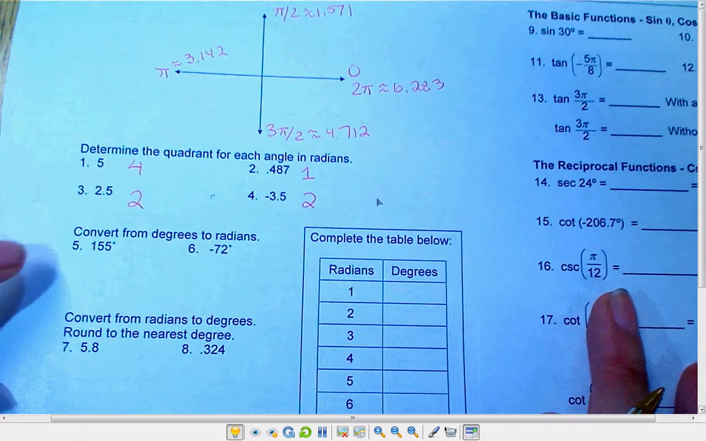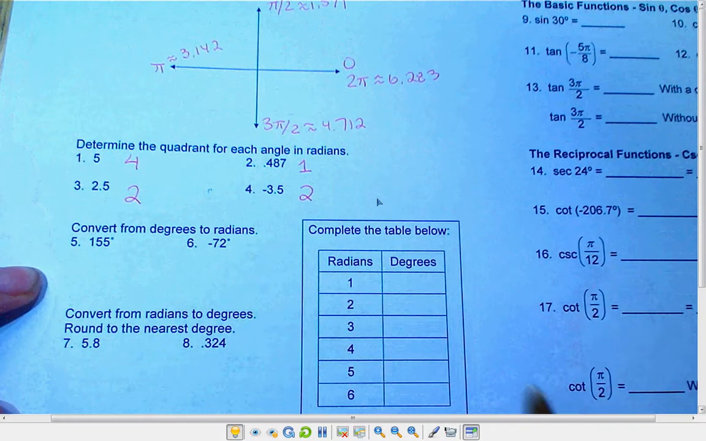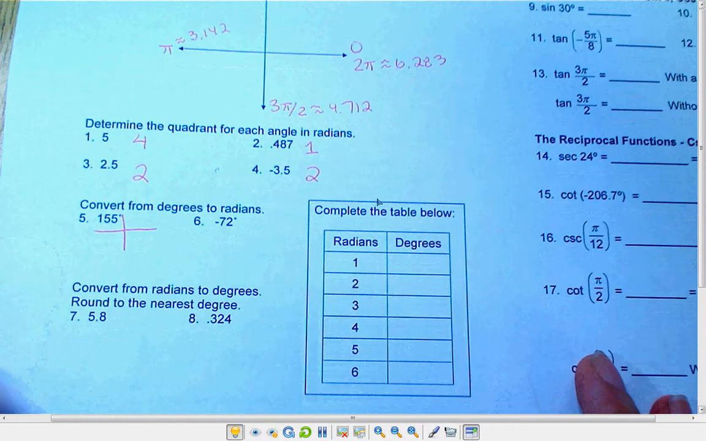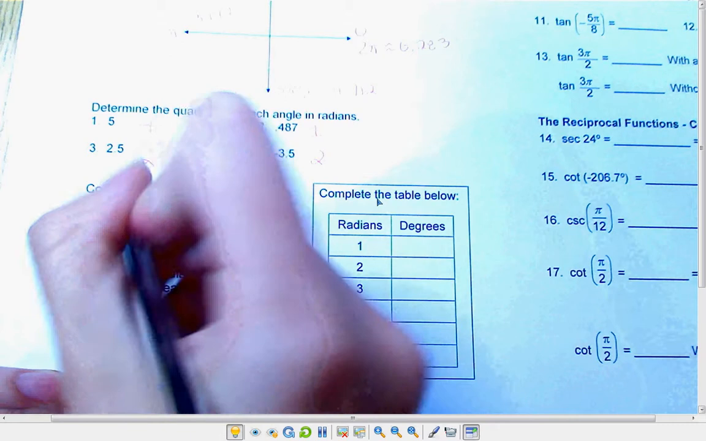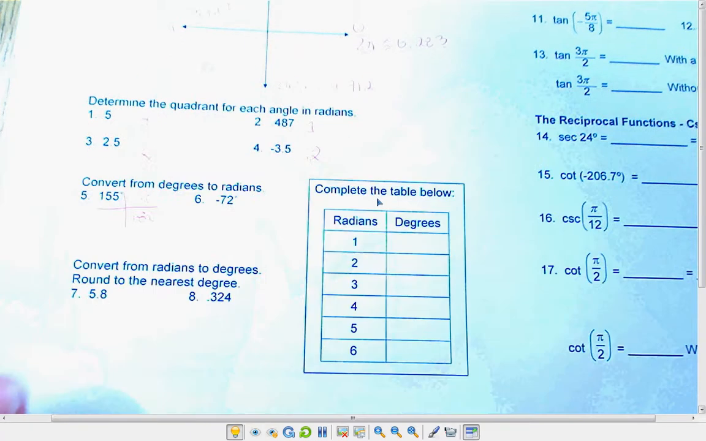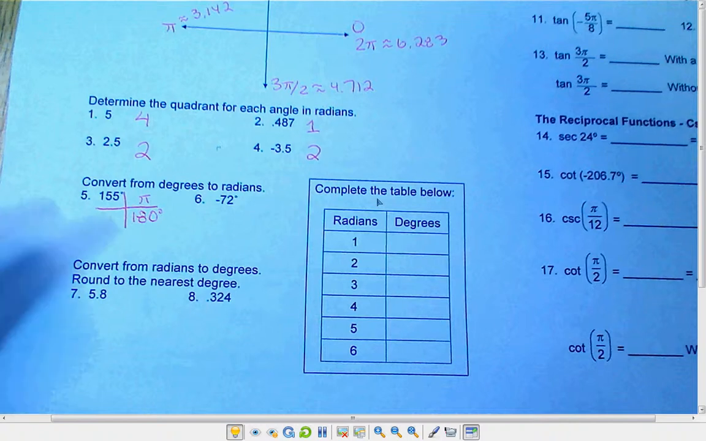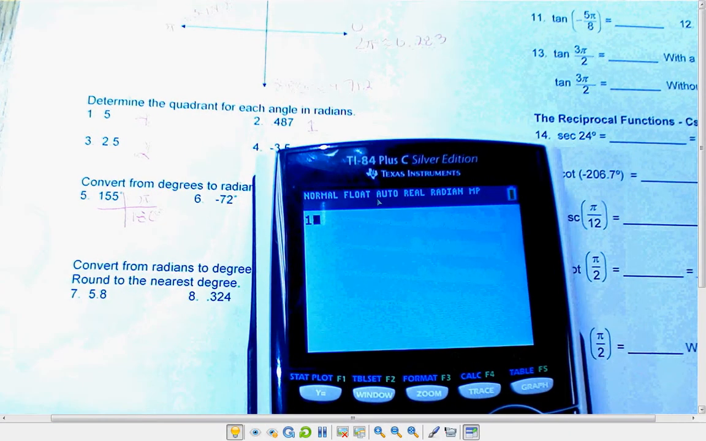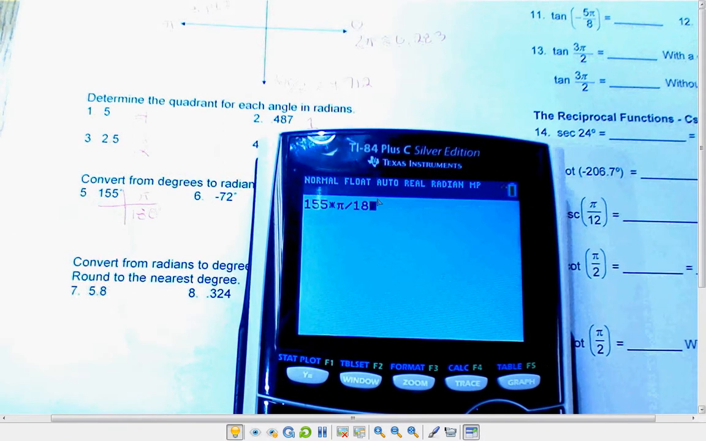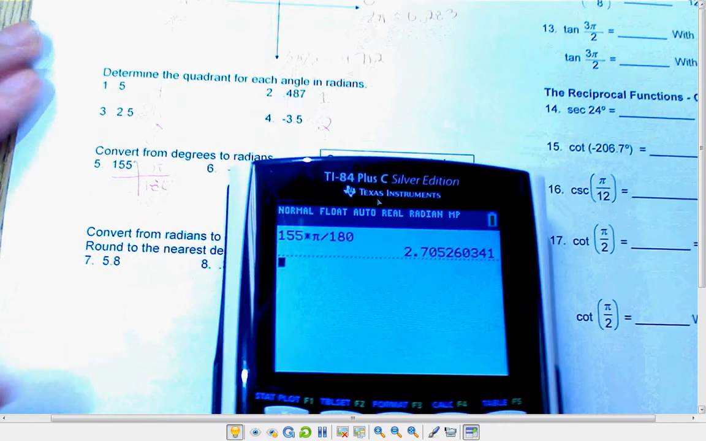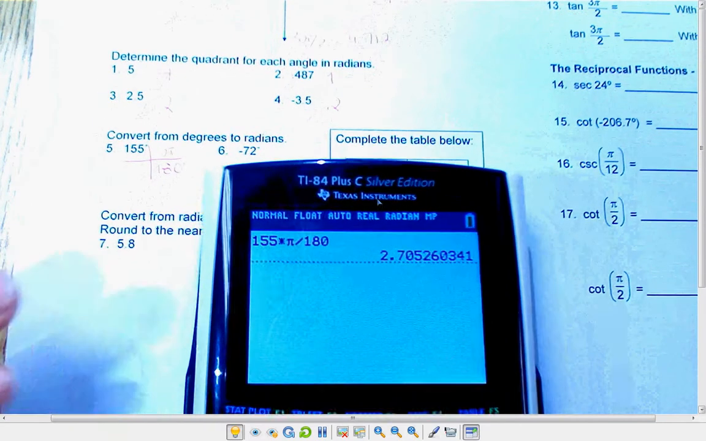Okay, so like before, when we convert from degrees to radians, we're still using the same format. So when I convert to radians, I want to cancel out the degrees, so 180 goes on the bottom, pi goes on top. But now instead of leaving it in terms of pi, we're going to use our calculator to get an actual number. So we have 155 times pi divided by 180, and with these radians we're always going to round to the nearest 3 decimal places.